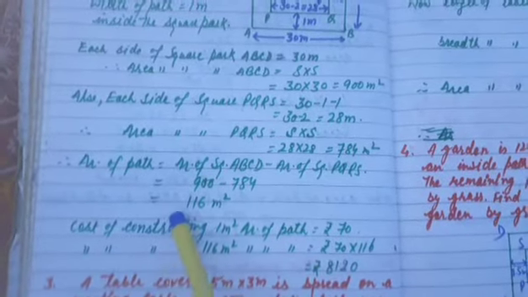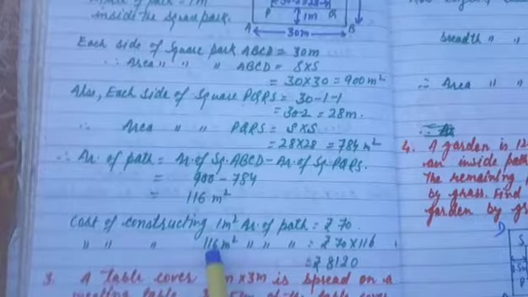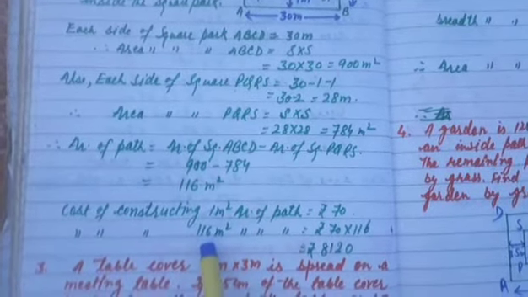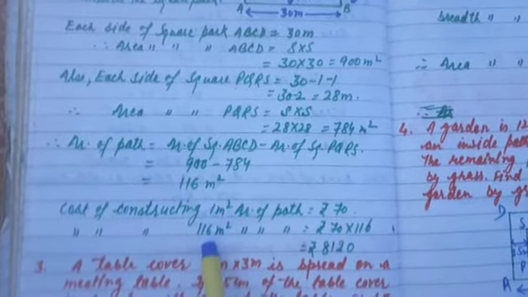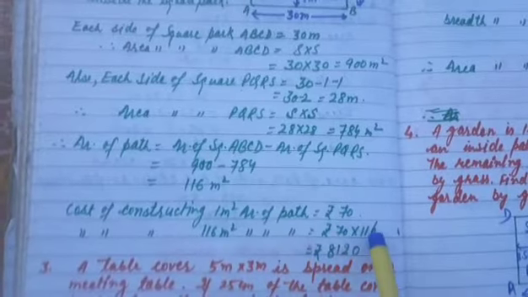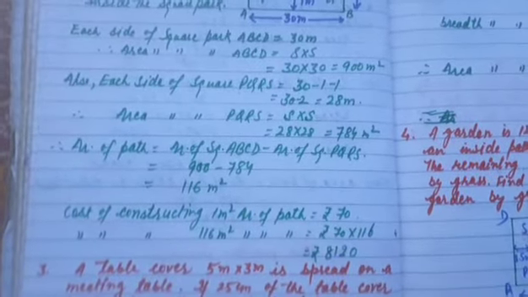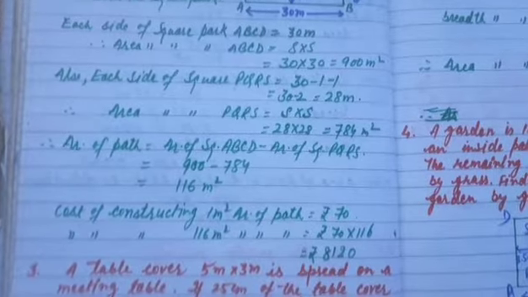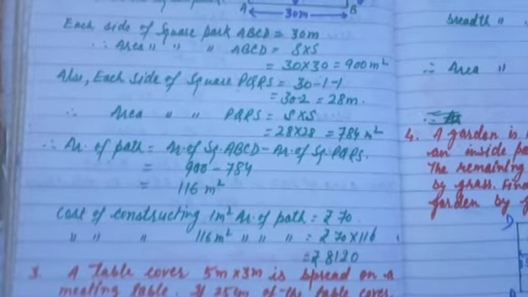The total area of path is 116. So therefore what is the cost of constructing the total area of path? So it is 70 into 116, that is 8,120 rupees. So this is the total cost.